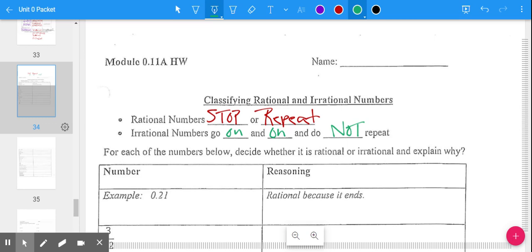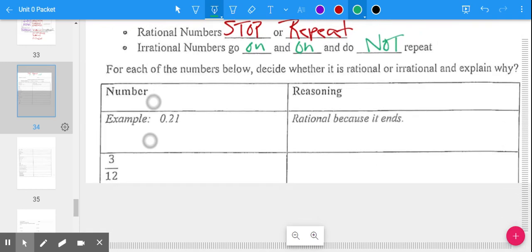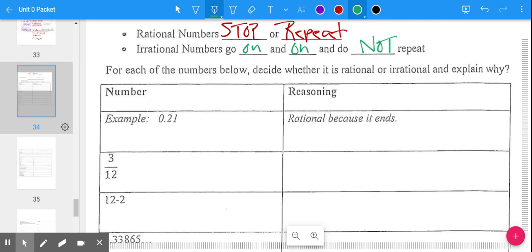whereas irrational numbers go on and do not repeat. So this first one, our example is 0.21. It's rational because it ends. That decimal does not continue going on forever and ever. Now, when it comes to a lot of these, I always say simplify them into either a fraction or a decimal in order to truly see whether the decimal stops, repeats, or if it goes on and does not repeat.